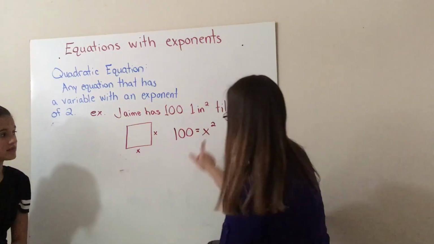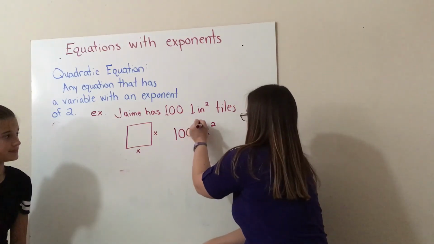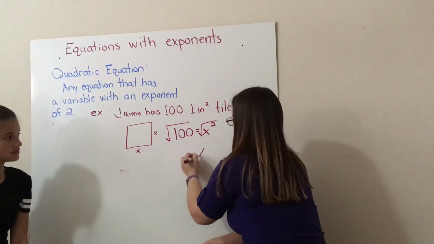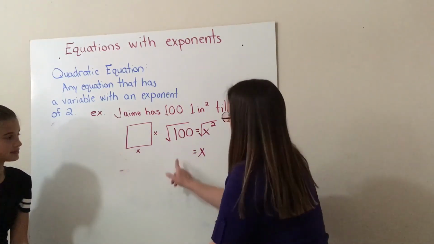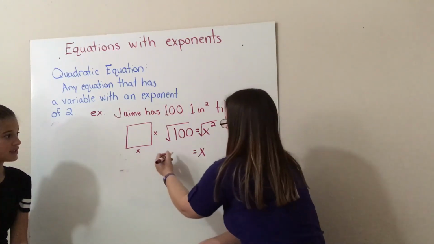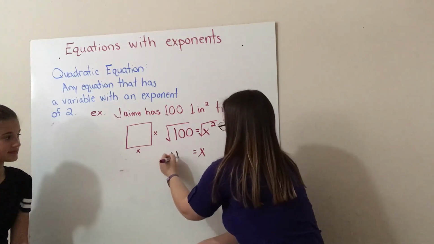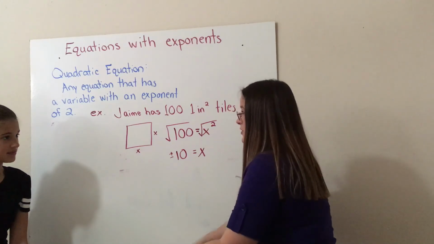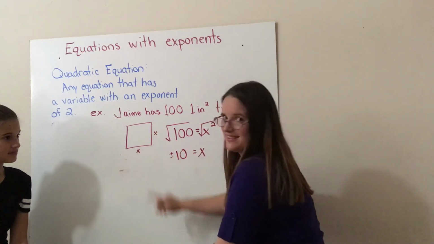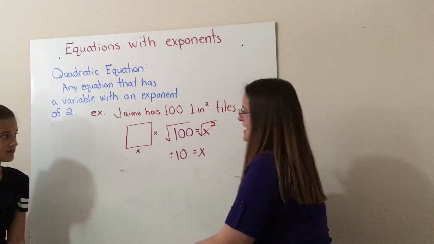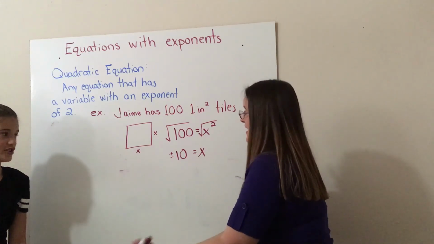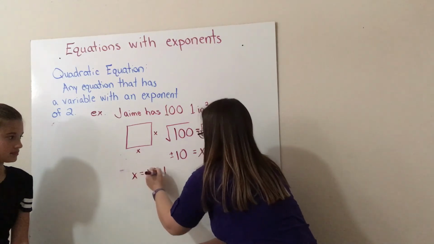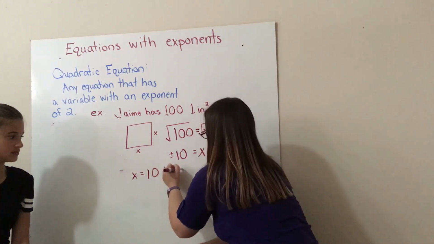Now, how do we solve this? Well, we have x squared. We're going to have to cancel that out by taking the square root. And we'll take the square root of this side, so we get x over here. And the square root of 100 is 10, plus or minus 10. Although, once again, this is a word problem and we're talking about side length. Can we have negative 10 squares as our side length? No, we cannot.